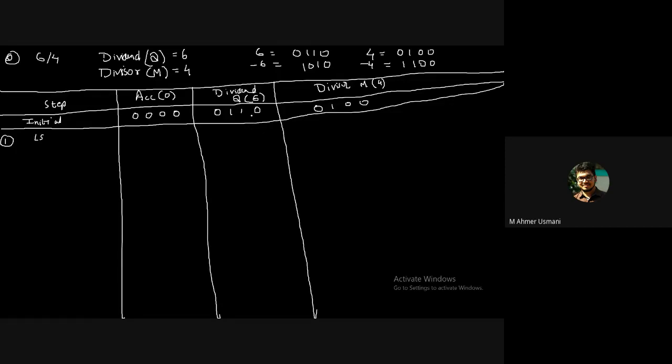Yeah. So this 0 will come over here. This 1 will come over here. This 1 will come over here. This 0 will come over here. This 0 will come over here. 0 0. Right? Is this clear? Yes, sir.